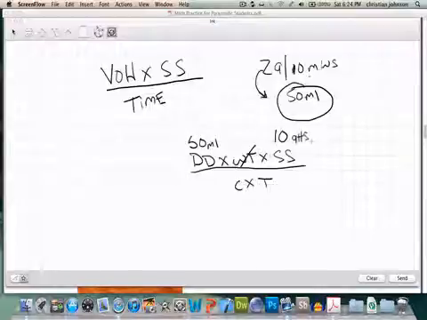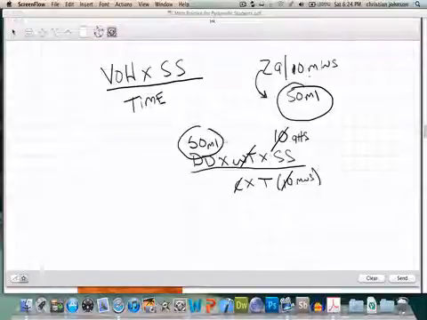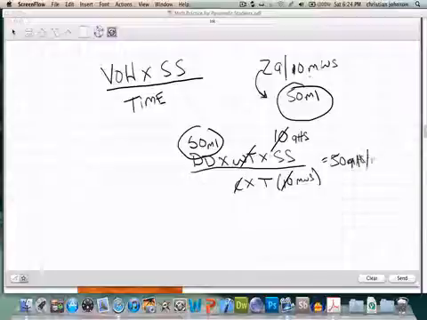Here's my solution set. We're using a 10 drop set. My concentration, I don't need that because there's nothing concentrated. And my time is 10. So just like we did before, the 10s cancel out, which leaves me 50 mLs and drops. So I have 50 drops per minute. That's simple.